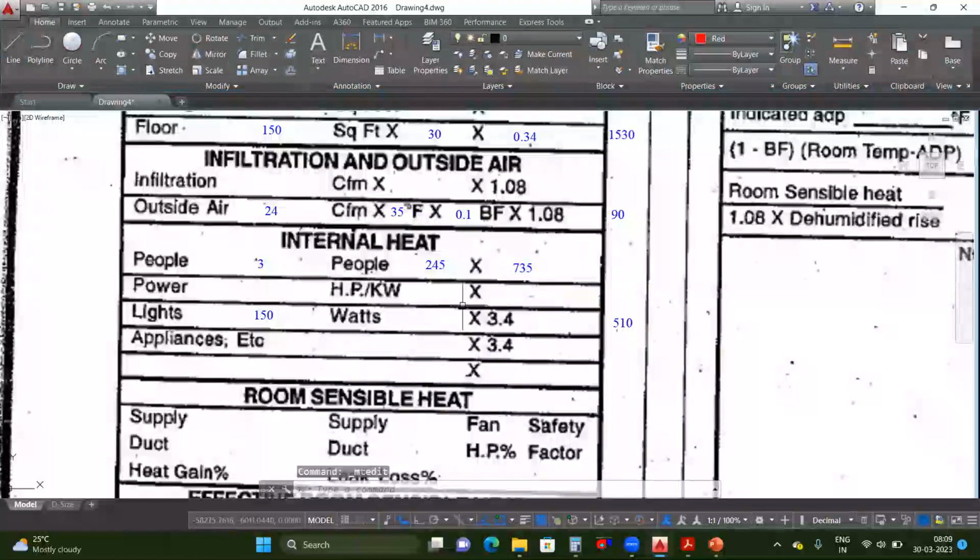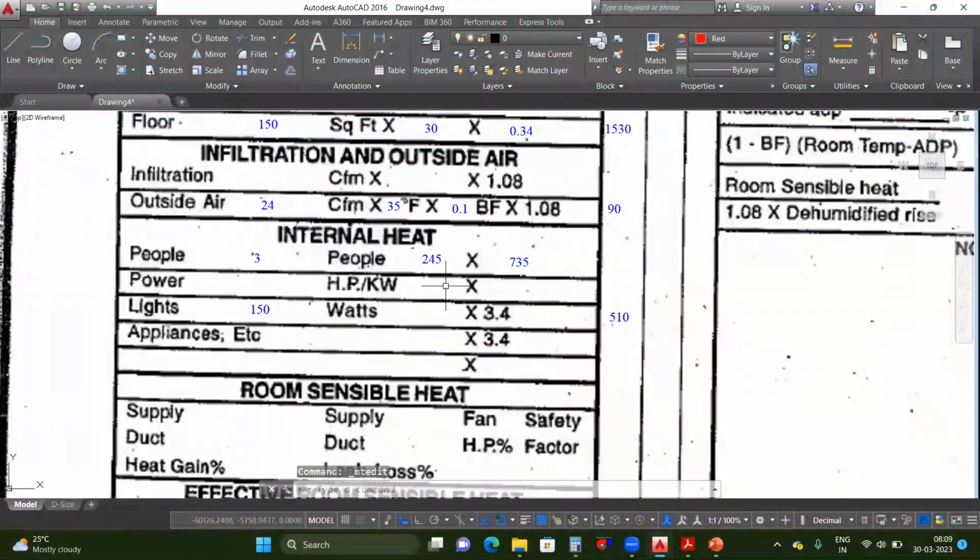Okay. So next one is a very important load. That will affect all the heat load calculation results. That is nothing but the equipment load. Here it was written as appliances, but it is nothing but the equipment load.